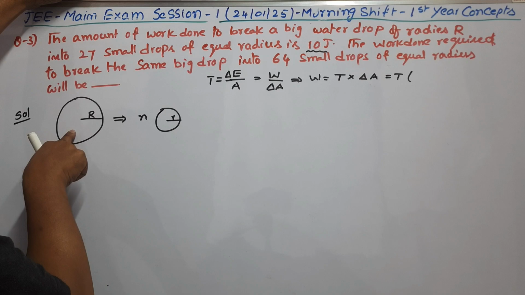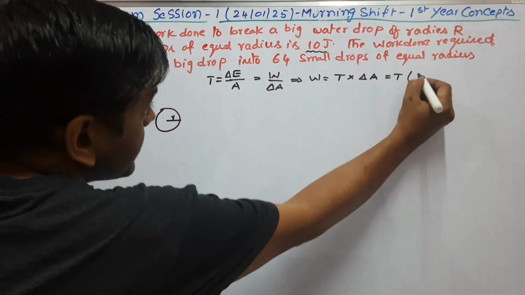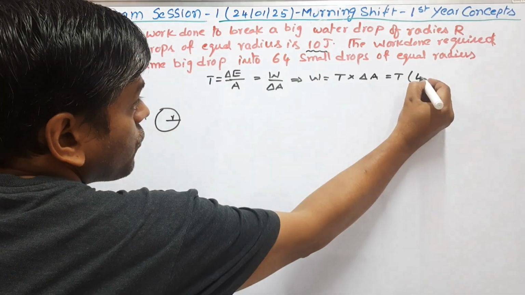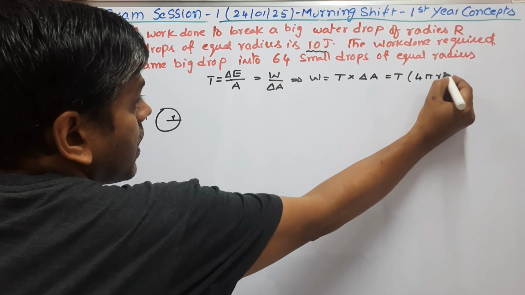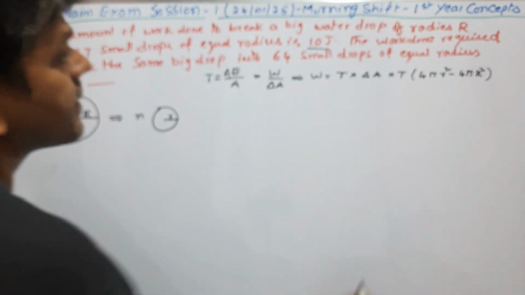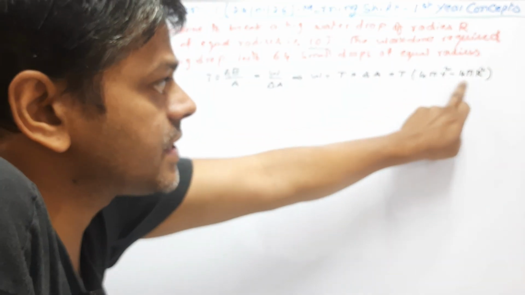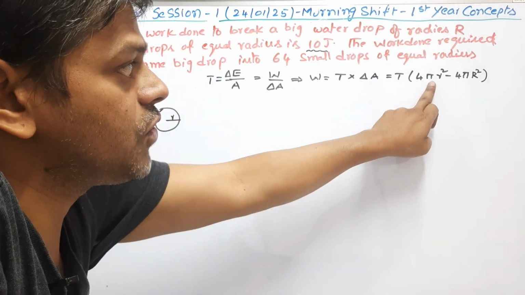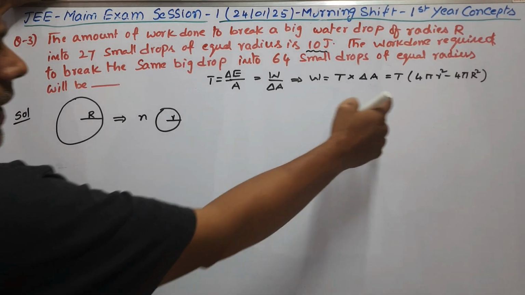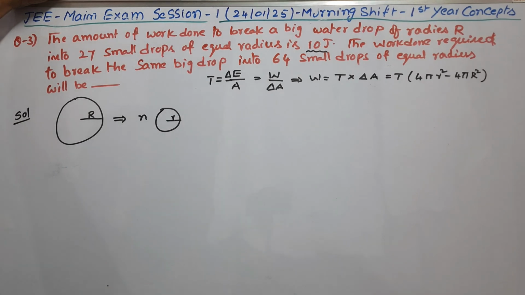After splitting the big water droplet into small water droplets of equal radius, its surface area is greater. So the work is T into 4 pi r square minus 4 pi capital R square. This is the required work done to raise the surface area, from the big water droplet into n number of water droplets. Now you know the big radius, but you don't know the small radius, so you should calculate that value.